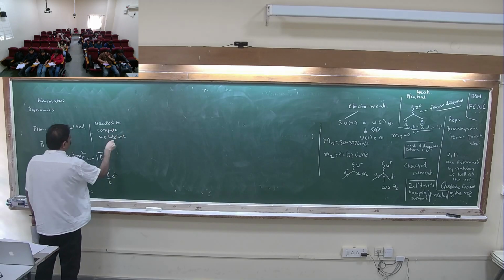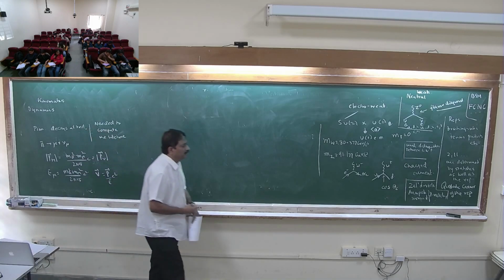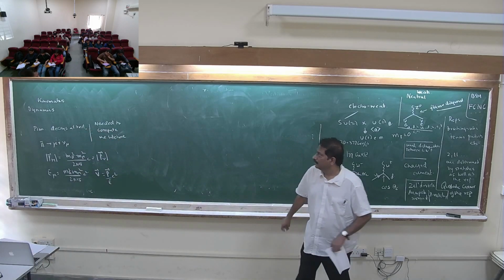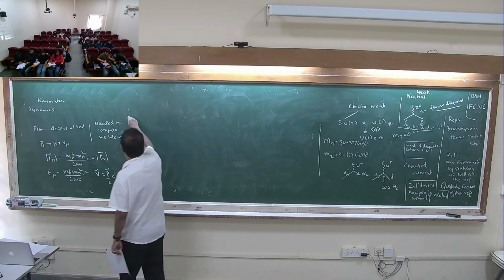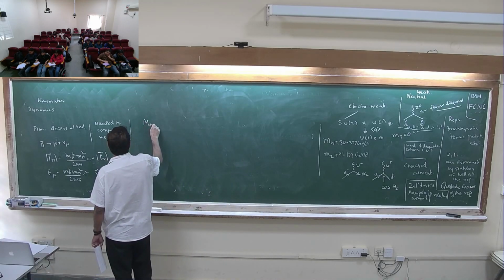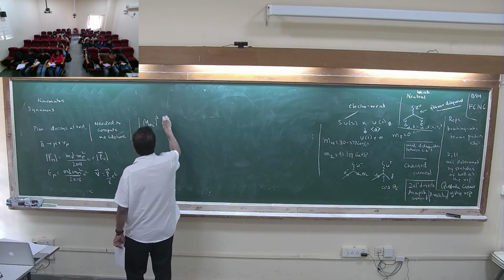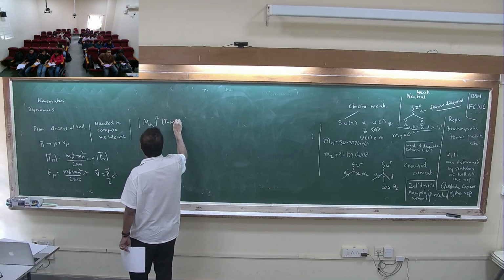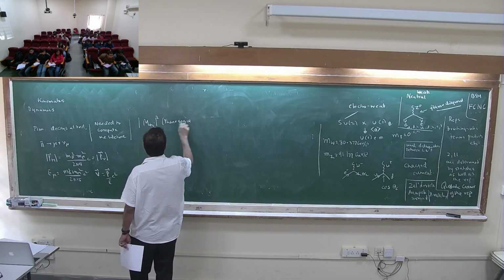What do physical quantities like this require? They require a couple of ingredients. What are the ingredients that are needed? One is, of course, the matrix element from an initial state to a final state squared times what we call the phase space factor.